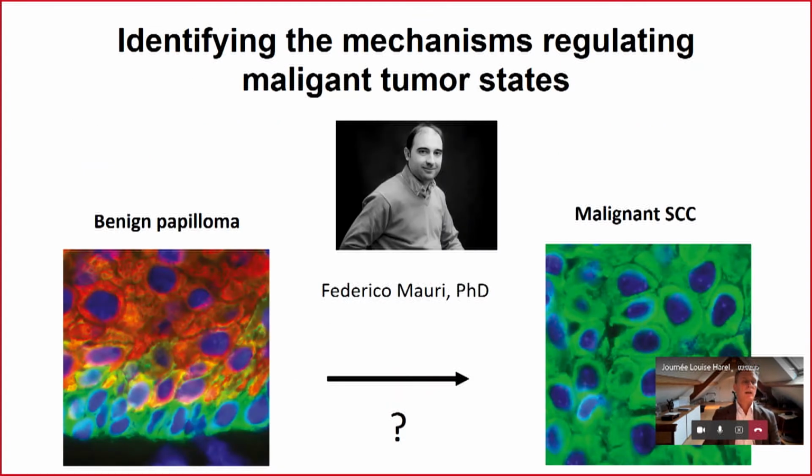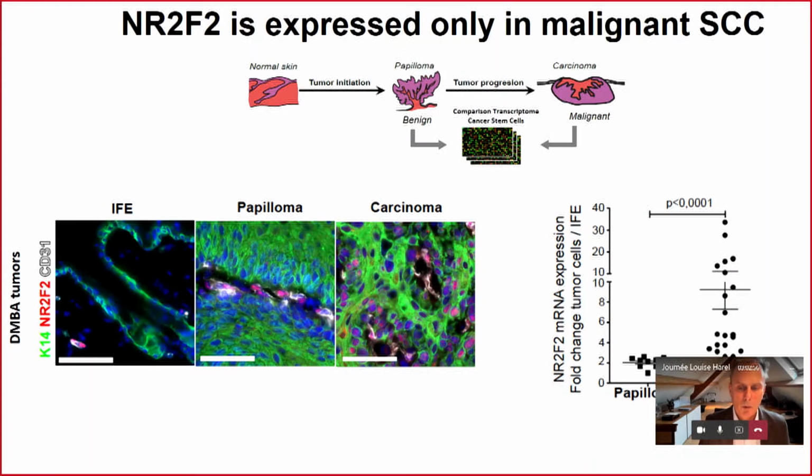So the question arises: 10 years ago in my lab we were wondering what are the non-genetic factors that promote the transition from benign papilloma to malignant squamous cell carcinoma and skin cancer. And Federico Mori, next slide, found that among the genes that were the most upregulated in this malignant state was a nuclear orphan receptor called NR2F2, which was expressed exclusively in malignant SCC. And in benign papilloma, NR2F2 is only expressed in the endothelial cells of the tumor.